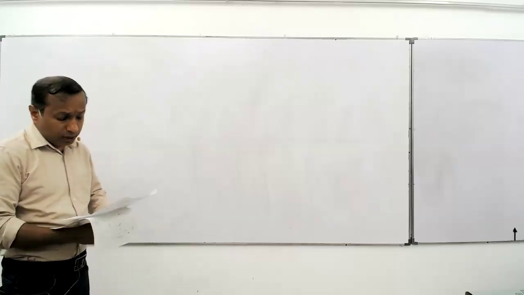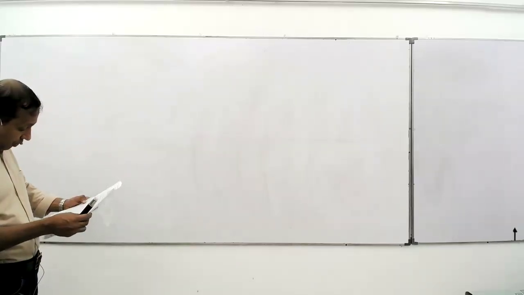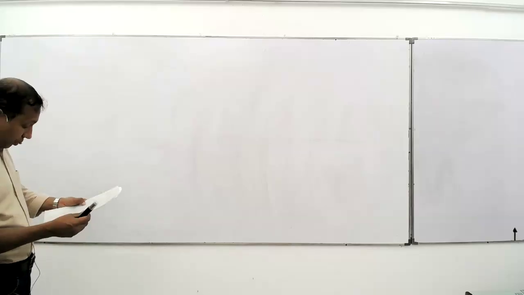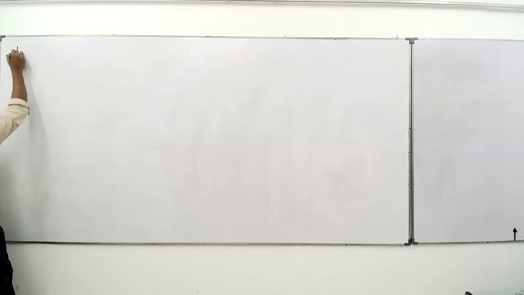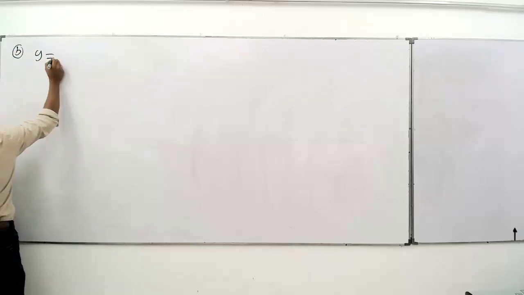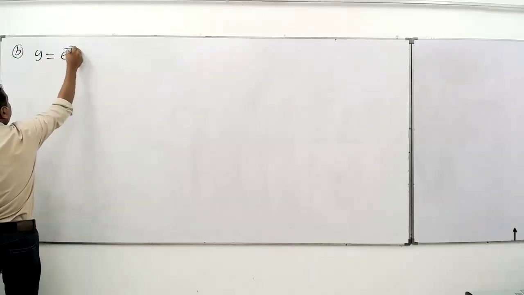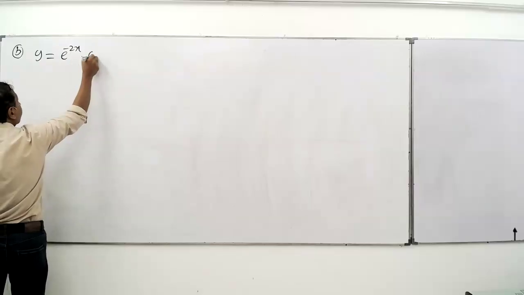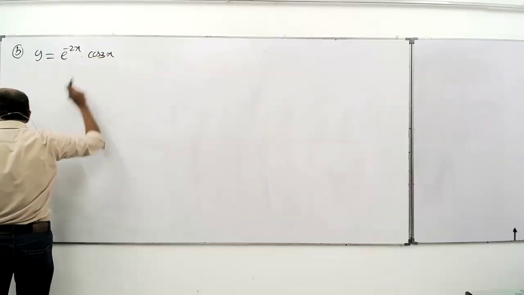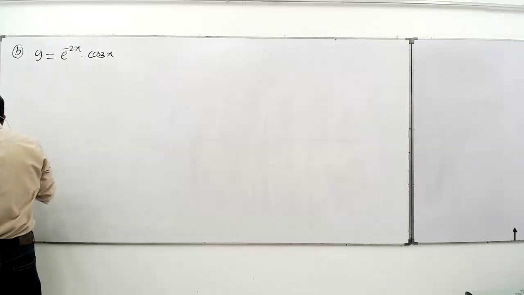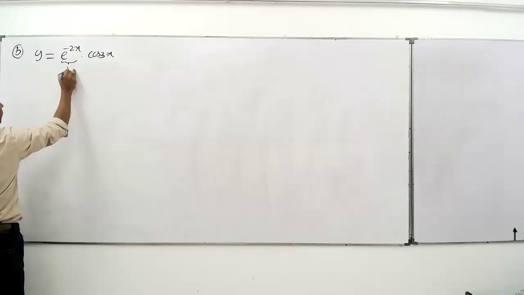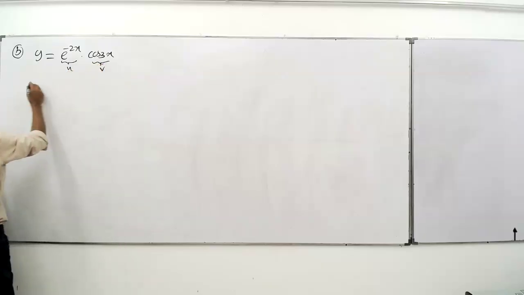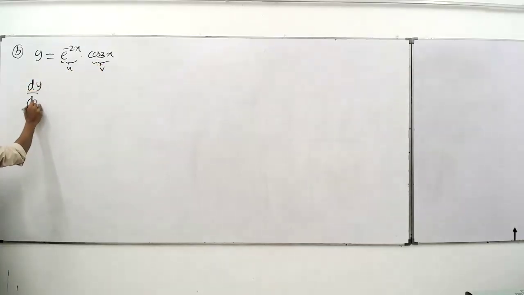The next part is differentiation. We are asked to differentiate y equals e to the power minus 2x cos 3x and find the second derivative. So we take this as u and this as v. Then we can write dy over dx.